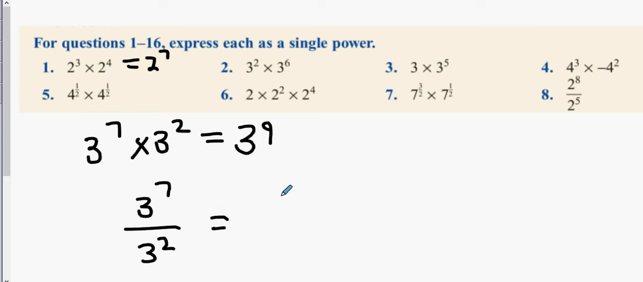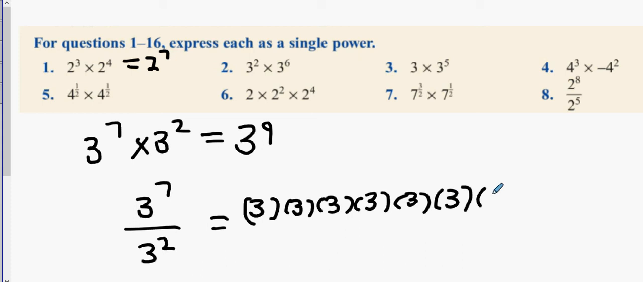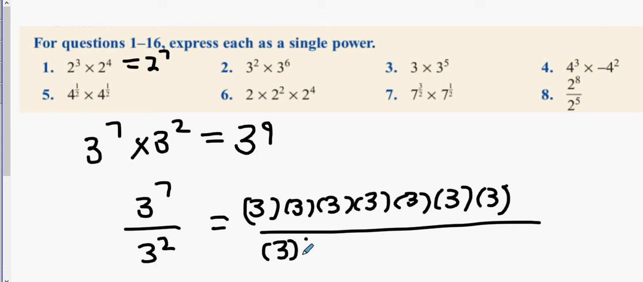Think about it. How many 3's is there on top? 7. I really wish I didn't pick 7. Now how many are on the bottom? 2. What happens to the ones on the top and the ones on the bottom? Turn into 1. How many 3's do I have left? 5, don't I? Have 5 of them, don't I? So therefore, 3 to the power 7 divided by 3 to the power 2 is 3 to the power 5.